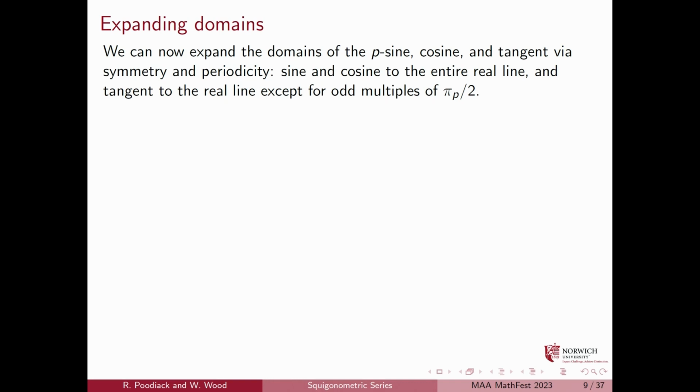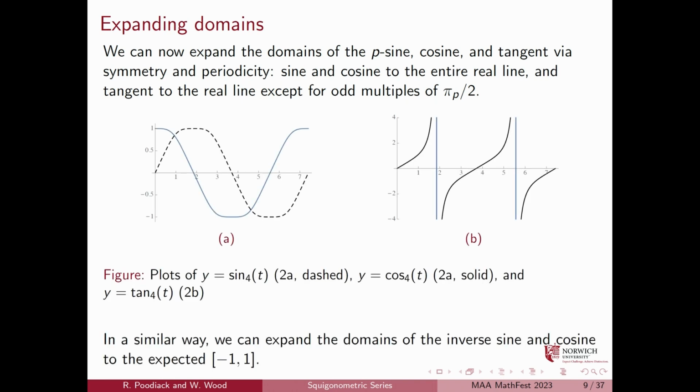Okay. Well, now that we've defined our functions, the p sine and p cosine, as solutions to that coupled initial value problem, we can expand the domains of all of these squigonometric functions. Sine and cosine to the entire real line through symmetry, and tangent to the real line except for odd multiples of pi sub p over 2. And in fact, you get graphs that look a little bit like that. These are examples for when p is equal to 4.